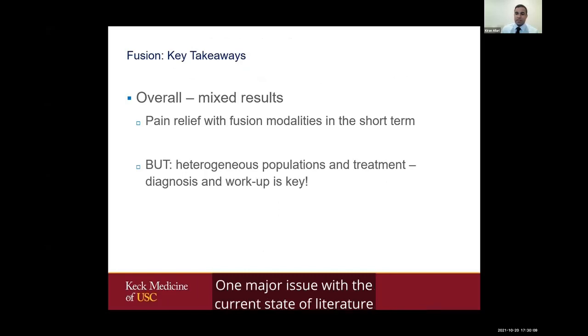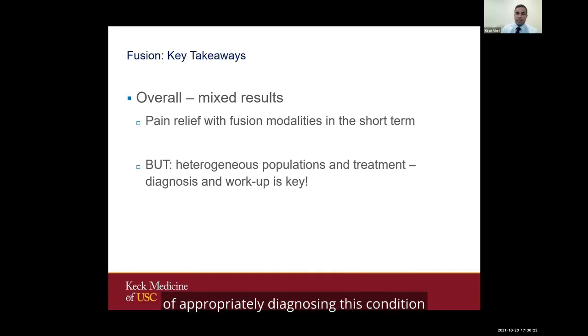One major issue with the current state of literature regarding fusion in this population is it's a very heterogeneous population that undergo fusion, and it makes it really difficult to draw any meaningful conclusions from this treatment. And these challenges are simply reflective of the difficulty of appropriately diagnosing this condition and our lack of, honestly, full understanding of the pathology. So a lot of work to be done here.